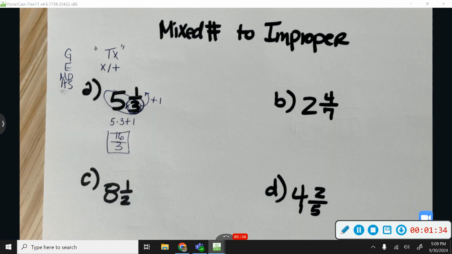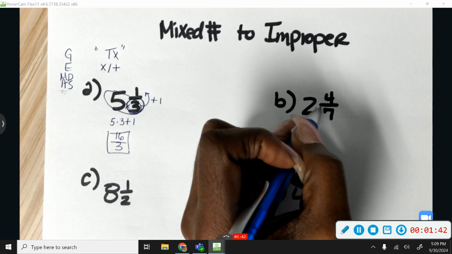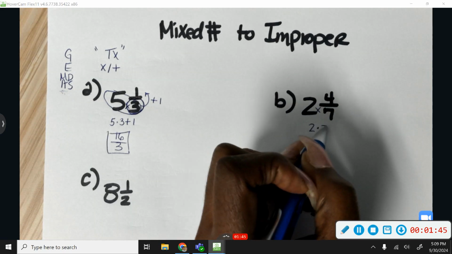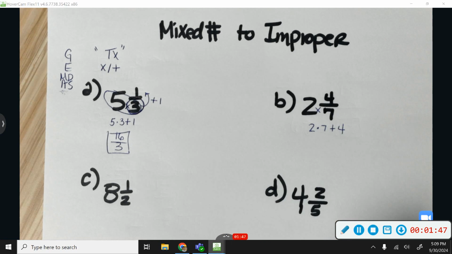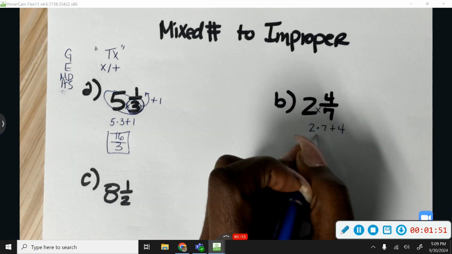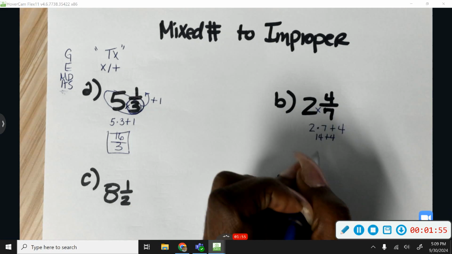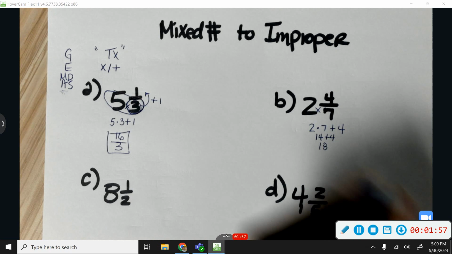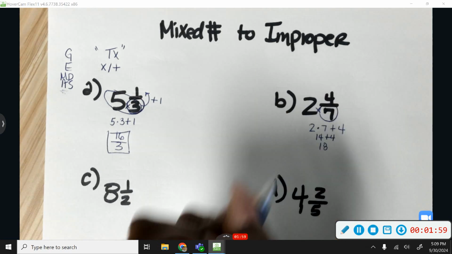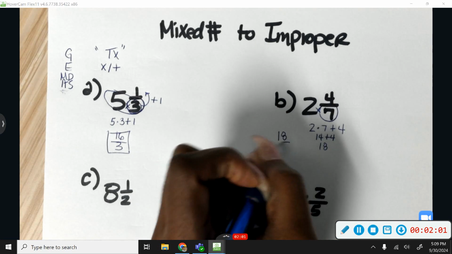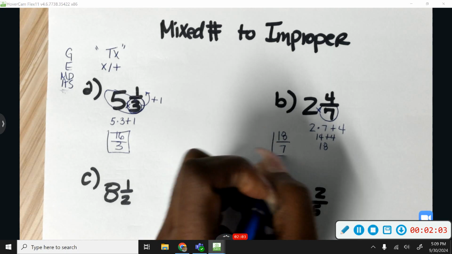Let's look at B, and we're going to do the exact same thing. So which two numbers should we multiply together? We're going to multiply 2 times 7 plus 4. So 2 times 7, that's 14. 14 plus 4, that gives me 18. And then again, remember my denominator stays the same. So 18 over 7. And we're done.